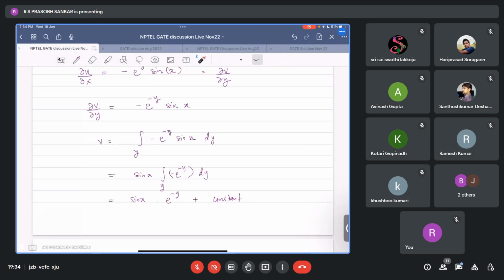So we can say that this v is e raised to minus y sin x plus a constant. But the thing here is that we are doing a partial integration. We are integrating only over the variable y. Since this integration is considered, x is also a constant. Whatever constant we have, we don't know whether it is actually a constant or a function of x. We don't know that.